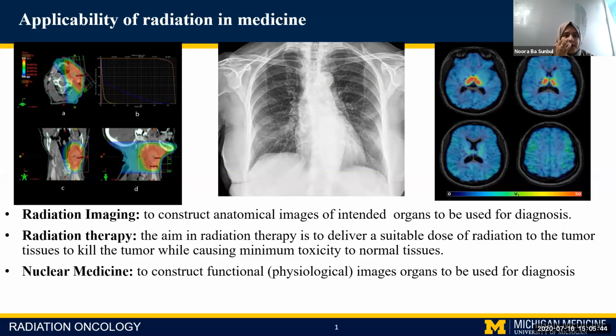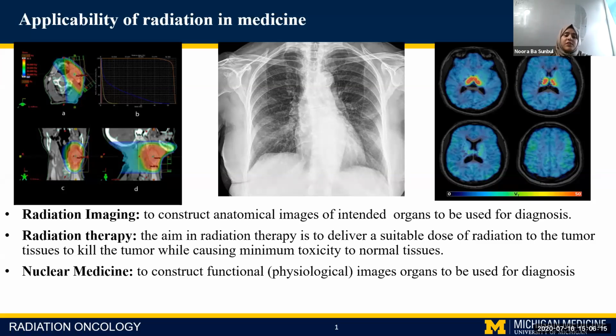So, radiation is applied in medicine in different areas, and the main three areas of interest found in medicine are, the first one, radiation imaging, and I think many of you have already seen some of those radiation constructed images. Those are basically anatomical or structural images in which radiation is used to get a specific representation of the organs to be used as an elementary step for diagnosis.